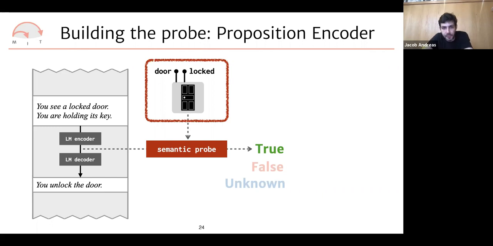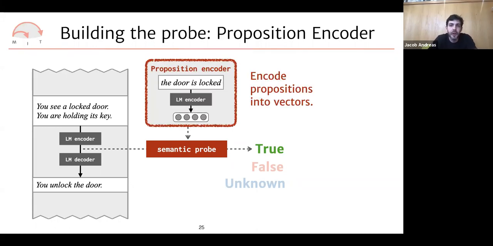There are a couple of different things that we're going to need to implement this probing approach. The first is that we need some way of taking this proposition, like the door is locked, and encoding it, roughly speaking, in the same language that the model itself already speaks, right? So we have, on one hand, a bunch of vector representations of text. On the other hand, we have a structured proposition saying the door is locked, and we want to figure out how to relate these things to each other.